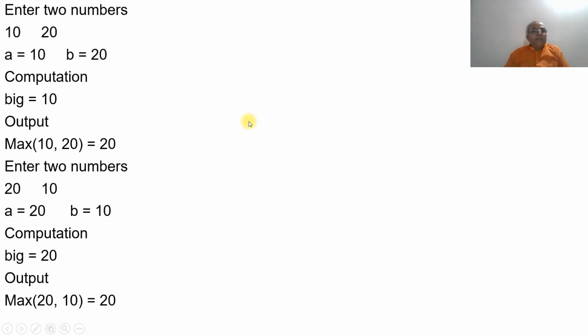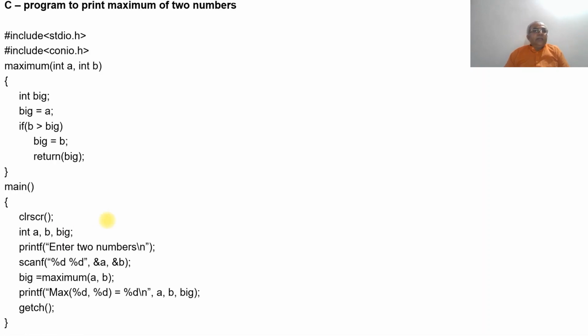Then in the next case, you can see enter two numbers, 20 comma 10. So a is assigned the value 20 and b is assigned the value 10. Now see what happens. int big is equal to a. First we enter the two numbers. Then when it says big is equal to maximum of a comma b, it will enter into this function. So big is equal to a. The value of a entered is 20.